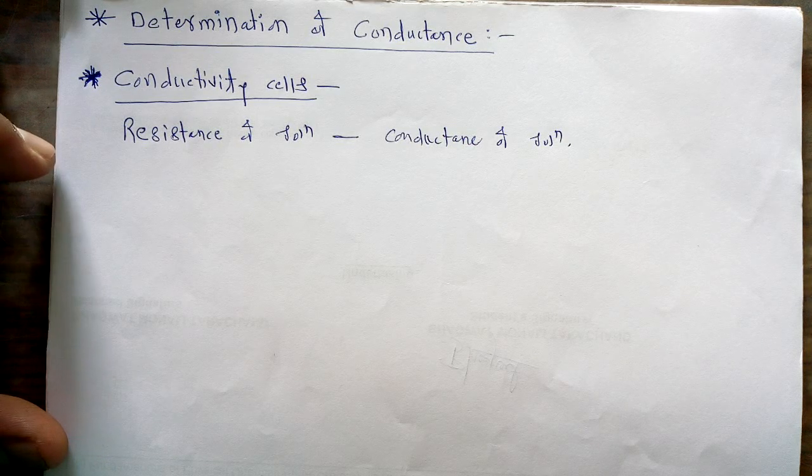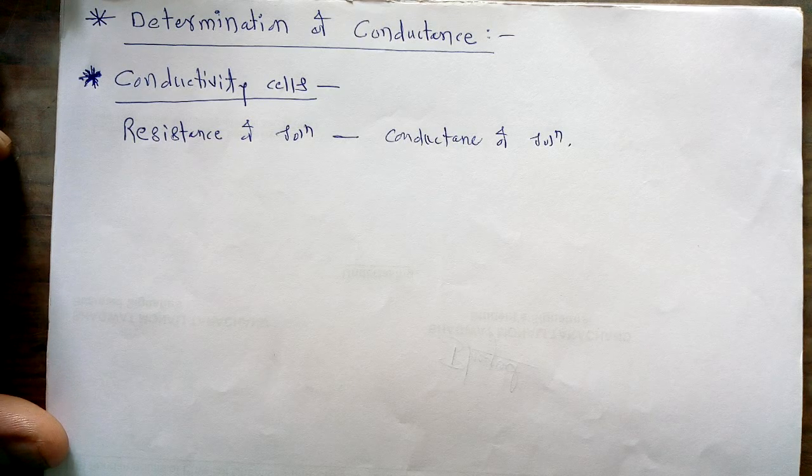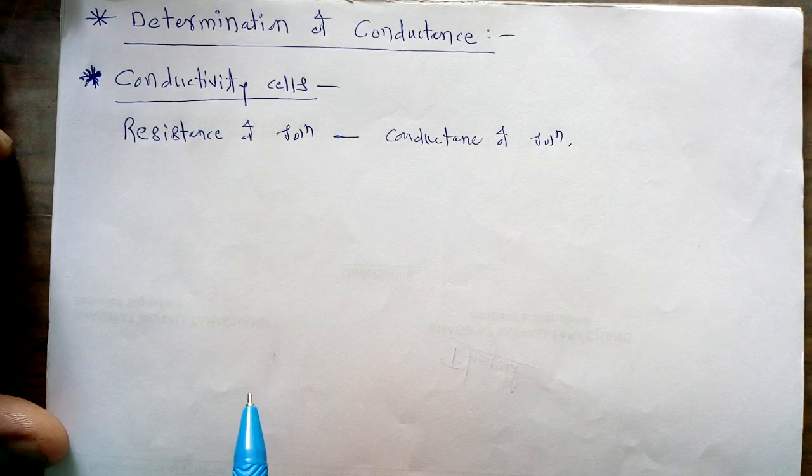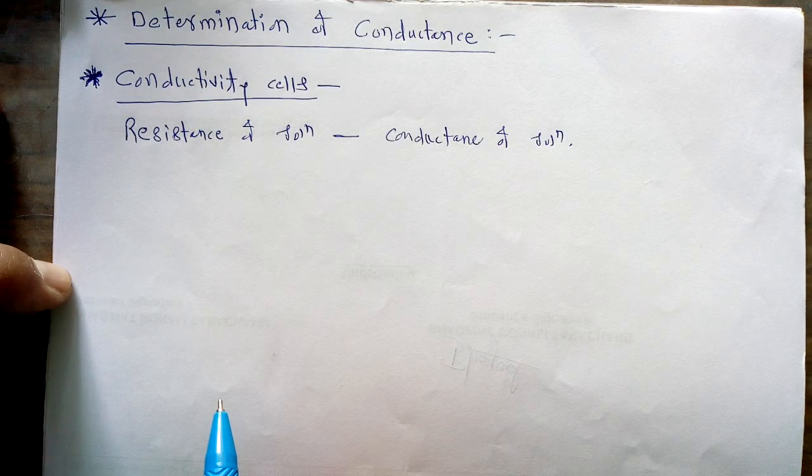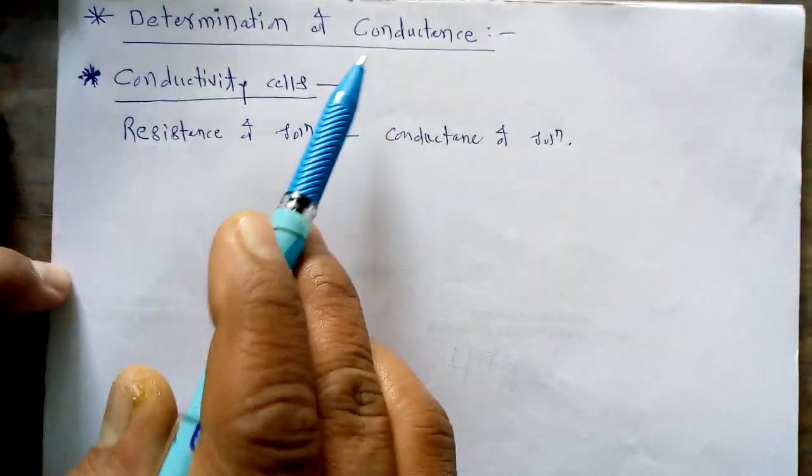As we know, in the last lecture we studied three important properties regarding conductance: what is meant by specific resistance, what is meant by specific conductance, and what is meant by equivalent conductance of an electrolytic solution or of an electrolytic conductor. So that we discussed in the last lecture. Now, after studying those important properties, in the current lecture we are going to study the next important point from the chapter, that is the determination of conductance.